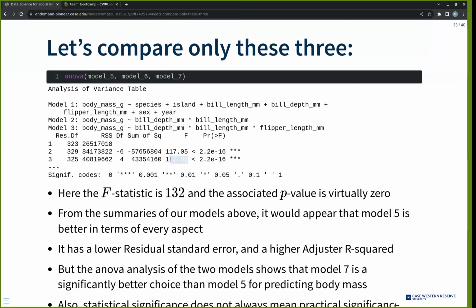So, what does F 132 mean in this case? An F statistic of 132 means that this model is more statistically significant than model number 6, and this is a better model. I'll try to explain it very shortly, but it might be a bit confusing. That's why I was trying to avoid it, but let's go.